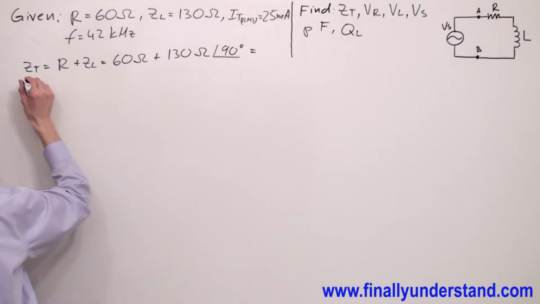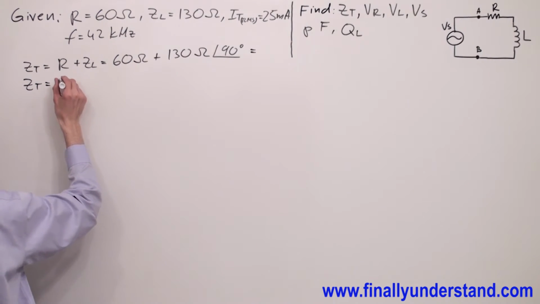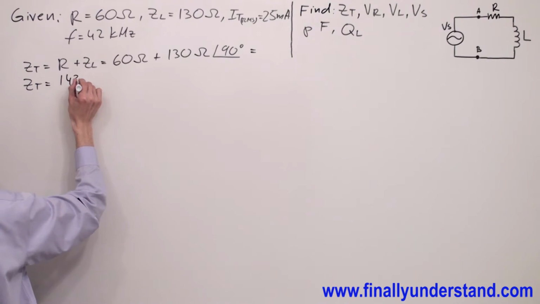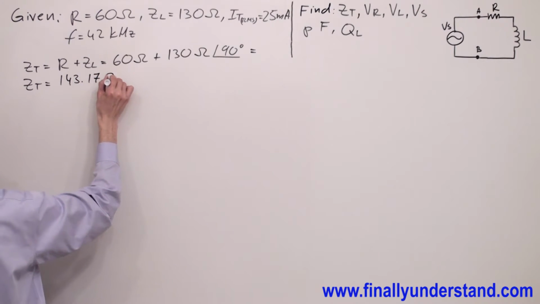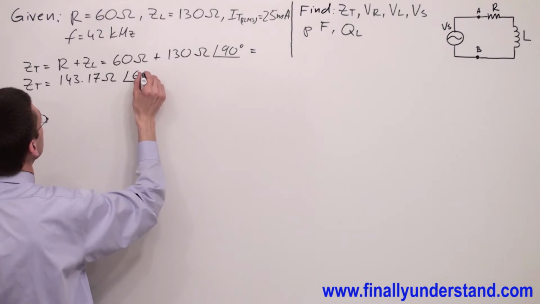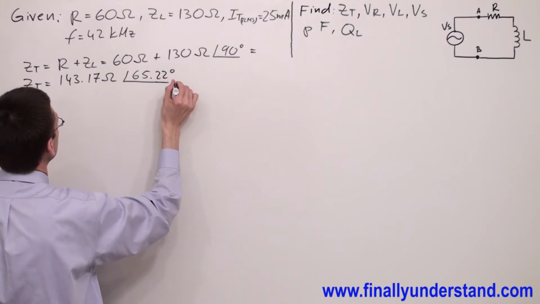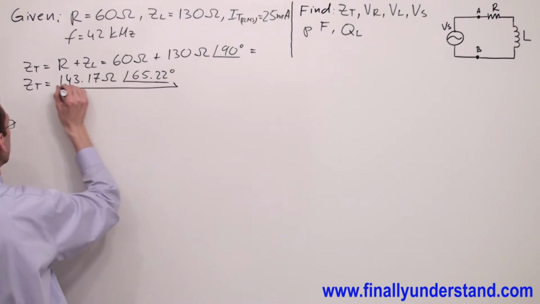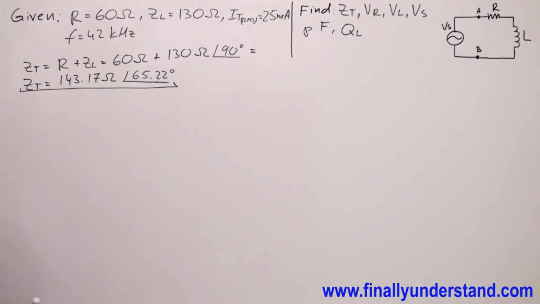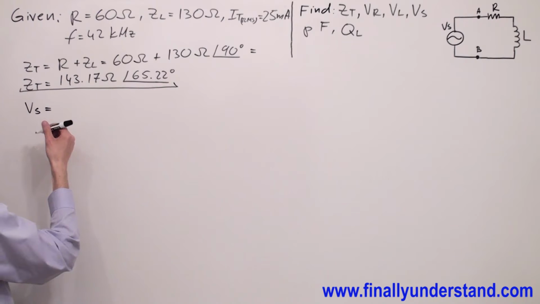This is equal, Z total has value 143.17 ohms and angle of 65.22 degrees. This is the value of Z total. Next, we're supposed to find the voltage source. Voltage source I'm going to find by using Ohm's law.